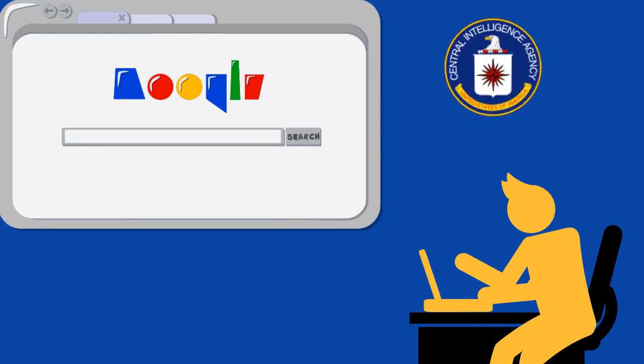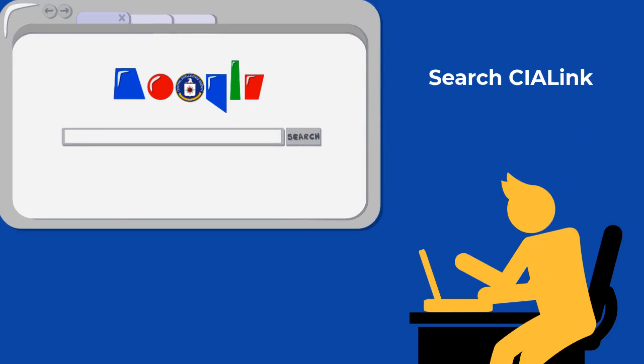For more information on PIPs, visit CIA Link. Search terms such as PIP, PRS, Performance Summary, and KJEs.